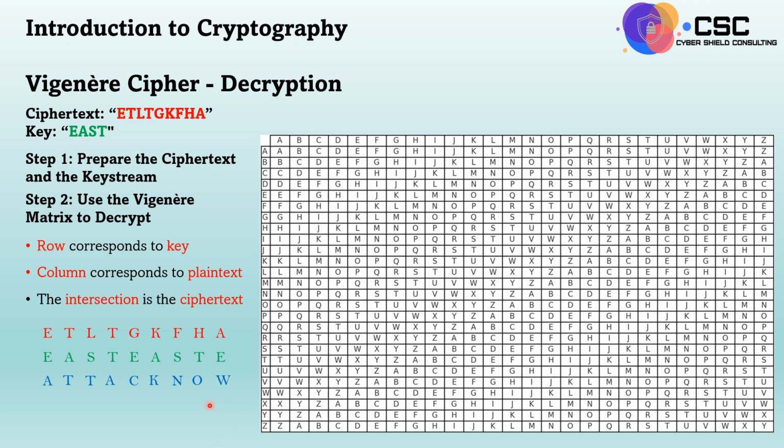Then I look at AE. E is the row, which is the key. So I go to row E, and then I find A in this row. A is located there. Which column? It's in column W. So that's my plain text. And if you look here, you can see "attack now", which is the plain text that we did encrypt in the previous step. So after reversing the Vigenère Cipher encryption process, the final decrypted plain text is "attack now".